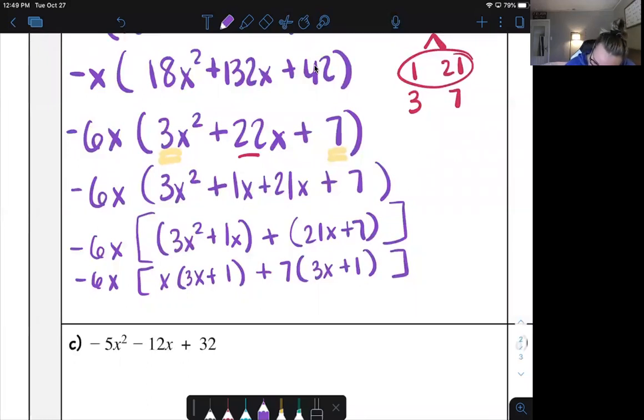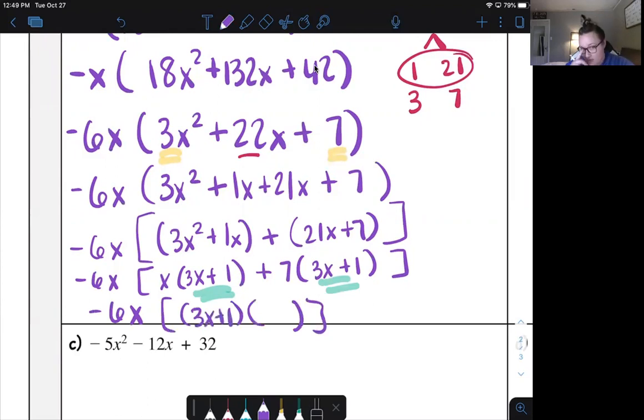Okay, so hey, check it out. Our parentheses match, just like we want them to when we factor by grouping. So now we have -6x times, and then we're going to have our two sets of parentheses. 3x plus 1 goes into one, and then what's left goes in the other, which was x plus 7.